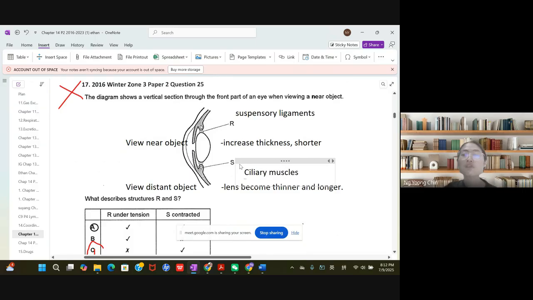As you are viewing a near object, your lens will become thicker and shorter. What makes your lens become thicker and shorter? The ligament holding the lens needs to be relaxed. When it relaxes, it allows the lens to increase its thickness. So the suspensory ligament holding the lens needs to relax.